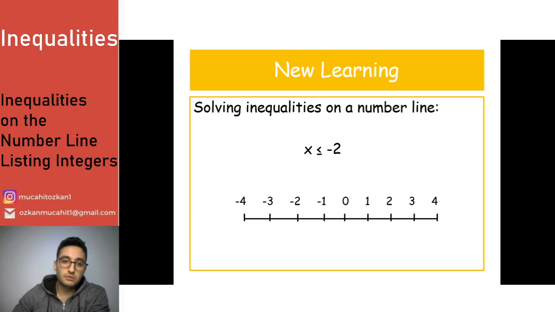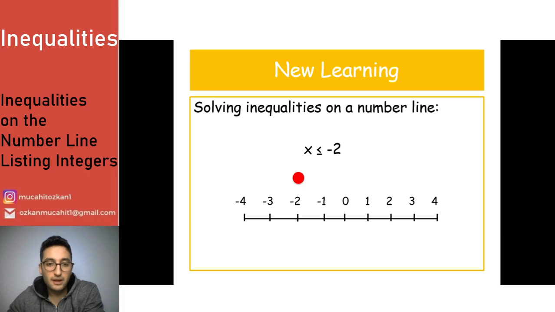Here we have another example. x is less than or equal to negative 2. I'm going to draw a circle on top of negative 2, but different from previous examples, I'm going to shade that circle. That means x can be negative 2, so negative 2 is included. And other x values less than or equal to negative 2, like negative 3, negative 4. That's why I'm going to show the left side of the number line with an arrow, as you can see.